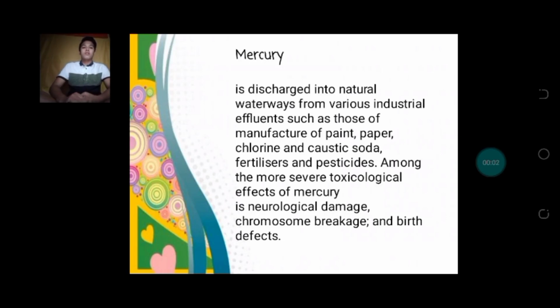Mercury is discharged into natural waterways from various industrial effluents, such as those of the manufacture of paint, paper, chlorine, caustic soda, fertilizers, and pesticides. Among the more severe toxicological effects of mercury are neurological damage, chromosome breakage, and birth defects. So this is one of the most serious contaminants threatening our nation's water because it is a potent neurological poison in fish, wildlife, and humans.